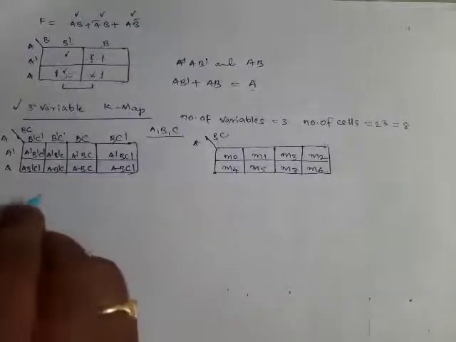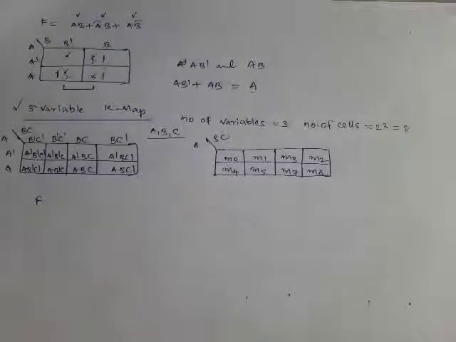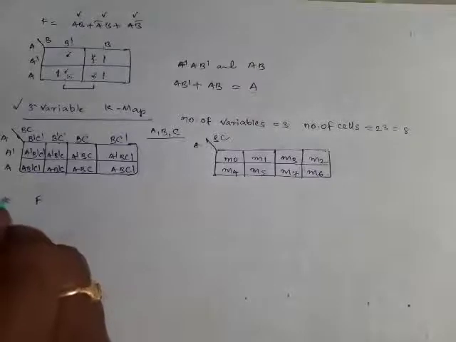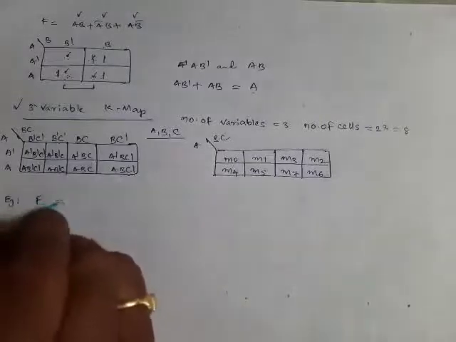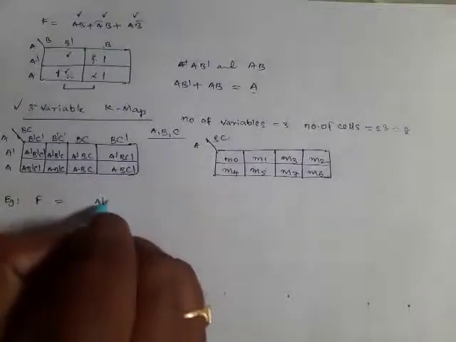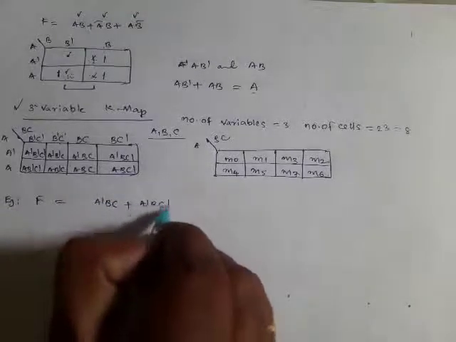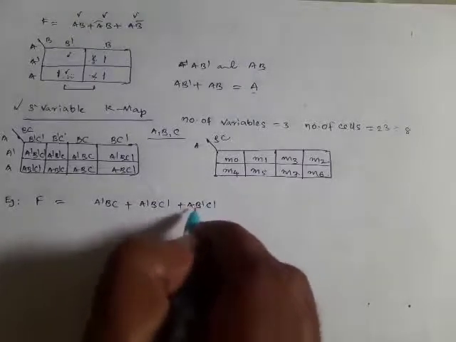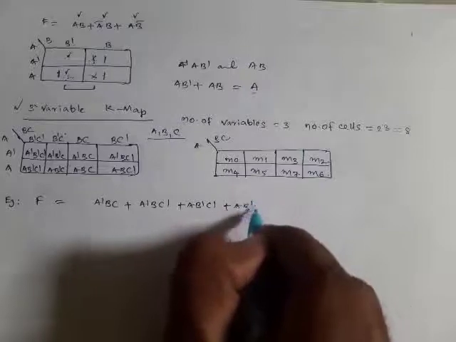So now we look at how we can enter a function into the K-map and how to simplify the function. The example function taken here is f equals a bar b c plus a bar b c bar plus a b bar c bar plus a b bar c.